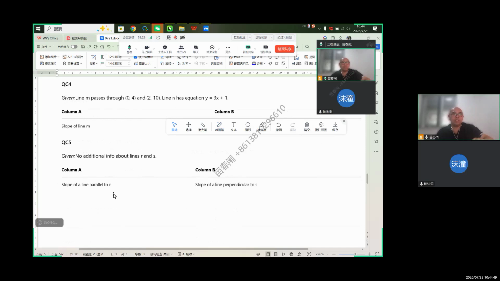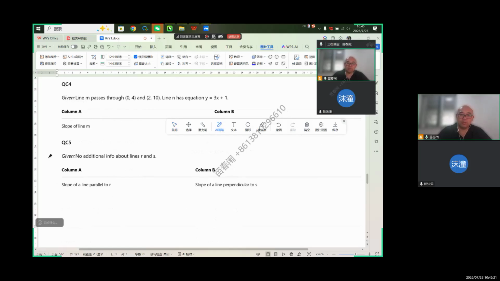Question 5. What's the answer for question 5? Wait, question 5 says no additional information about line R and S. I think question 5 is a little strange. What's your answer for this one? That one I picked A. A? Let's give up this question.